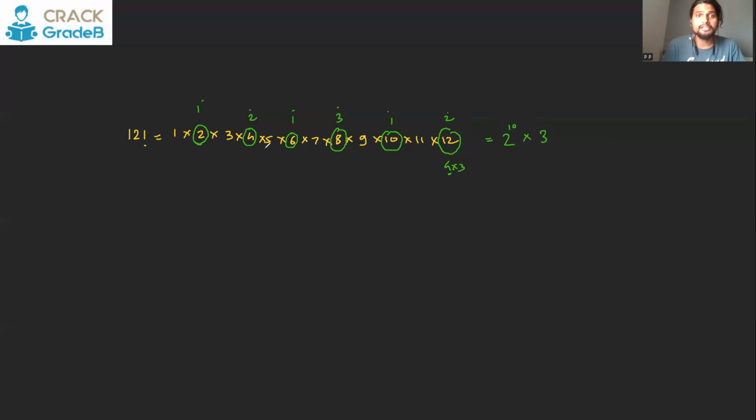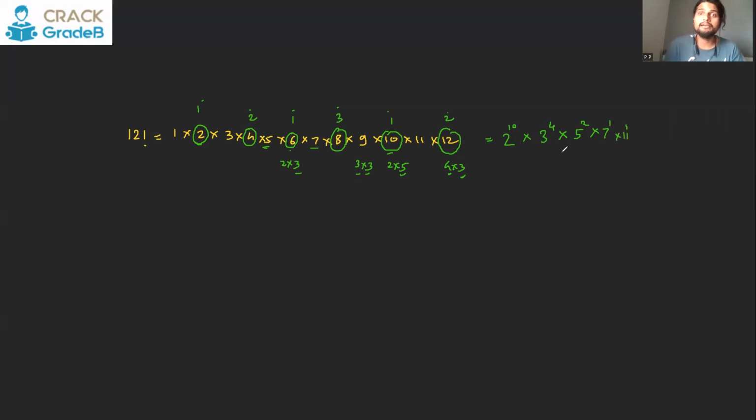How many 3s will there be? If you want to count the 3s, the 6 will have one 3. The 9 will have 2 threes. So 1 three from here, 2 threes from here, and 1 three from here. So the total 3s are going to be 4 in number. How many 5s will there be? There is 1 five here, and there is 1 five in 10 because 10 is 2 into 5. So there will be 2 fives. How many 7s will there be? There is only 1 seven. How many 11s will there be? There will be only 1 eleven.